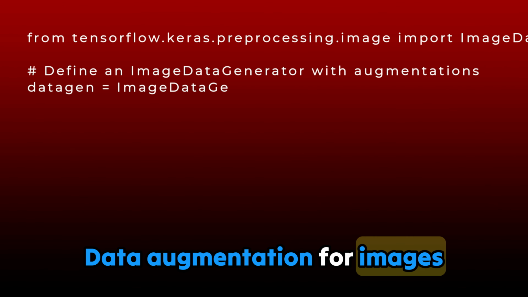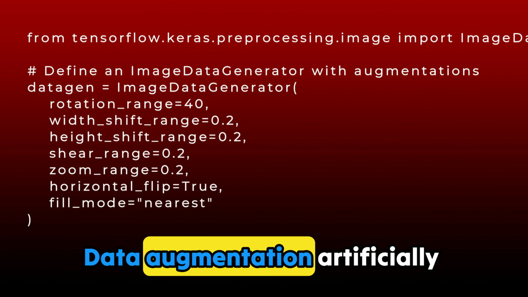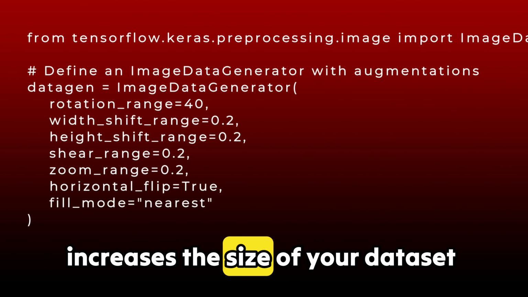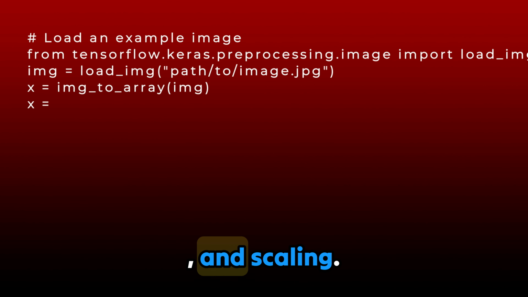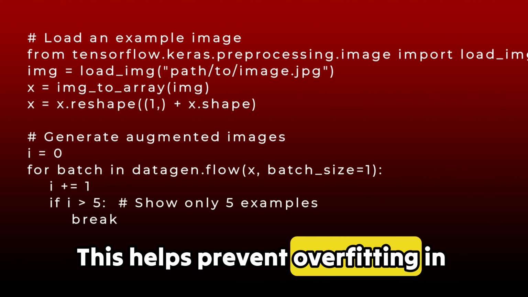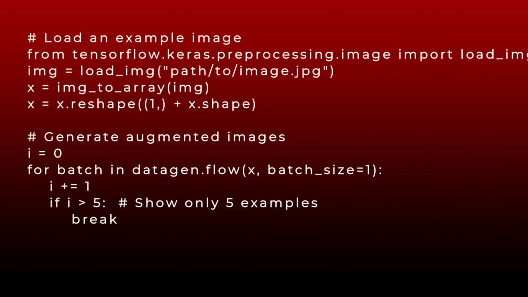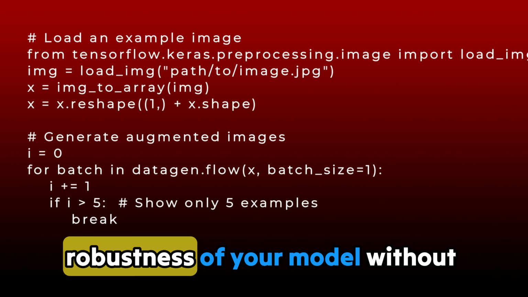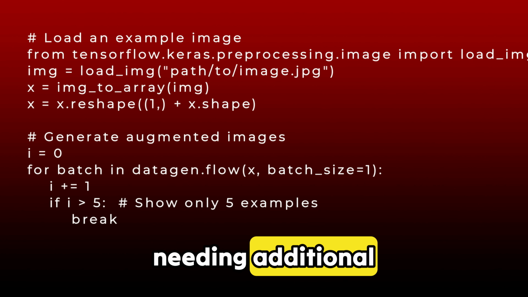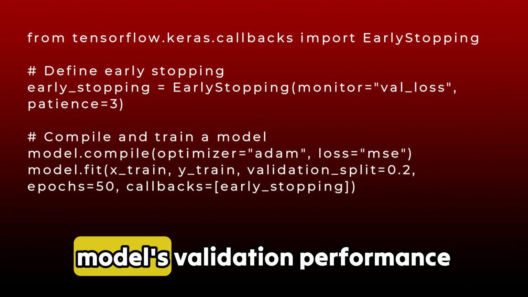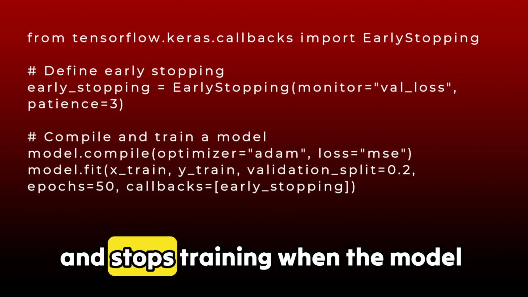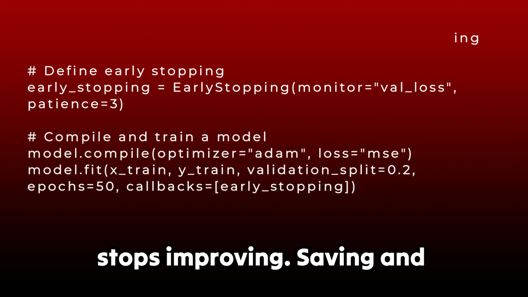Data augmentation for images. Data augmentation artificially increases the size of your dataset by applying transformations like rotations, flips, and scaling. This helps prevent overfitting in image models. Augmented images improve the robustness of your model without needing additional labeled data. Early stopping to prevent overfitting. Early stopping monitors your model's validation performance and stops training when the model stops improving.